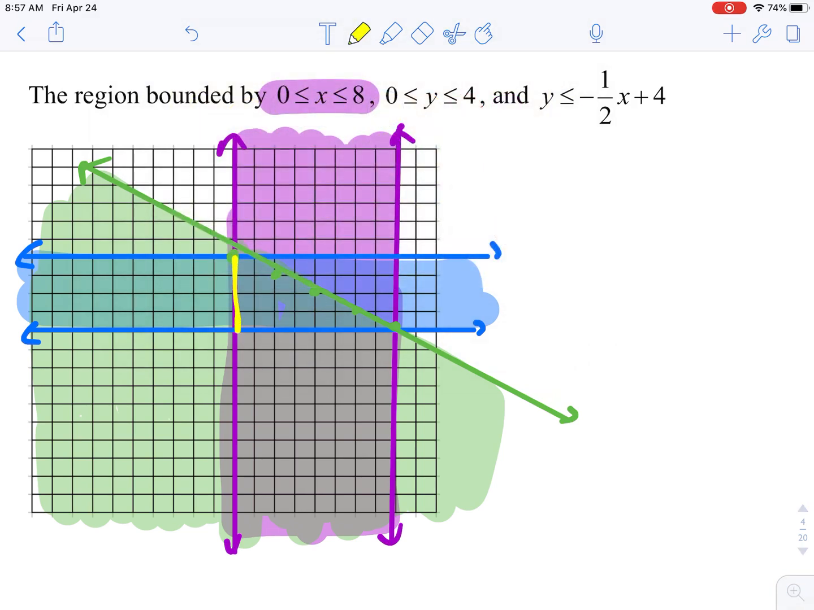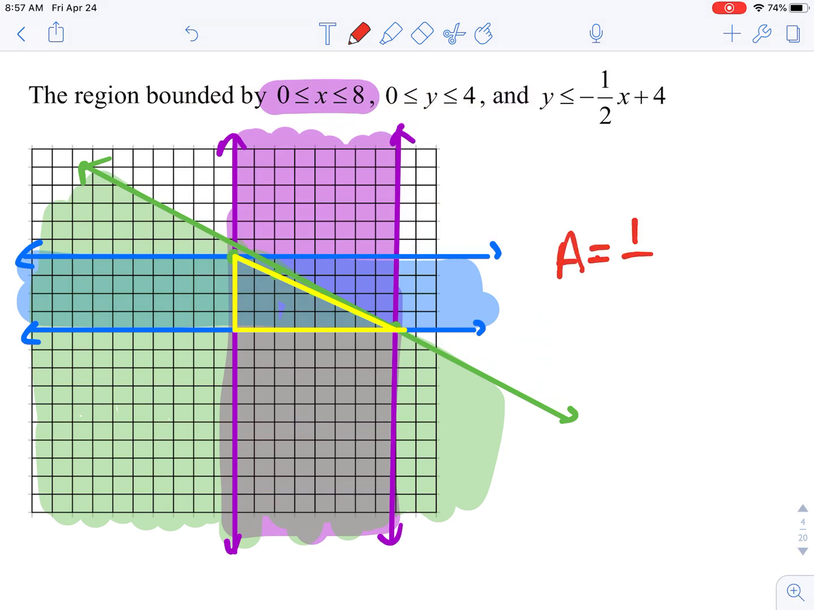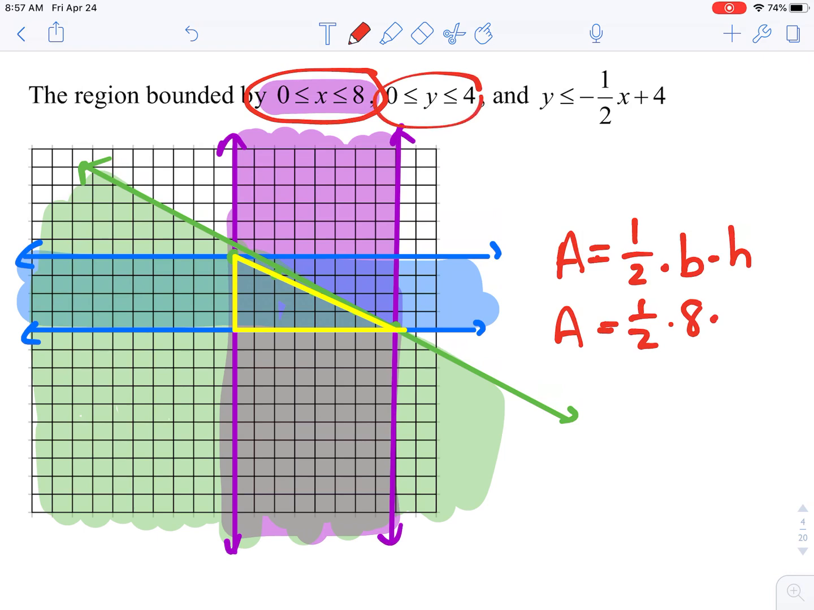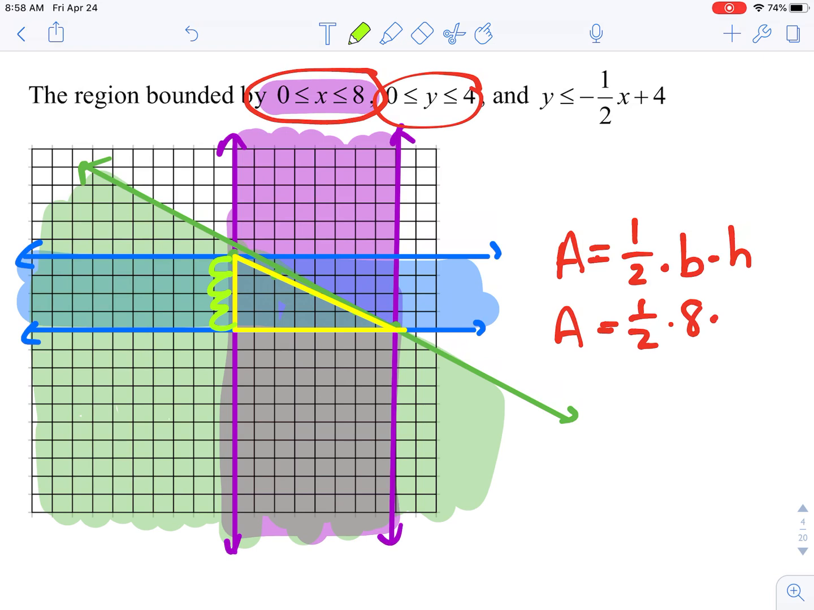So I'll highlight that here. So we have our triangle. This is a right triangle. So for that, we have area is 1/2 base times height. And your base, you can count it, or you might just use, between those purple lines is 8 spaces for your base. And your height between those two blue lines, your height right in here is the space between 0 and 4, which is 4 units. Half of 32 is 16.